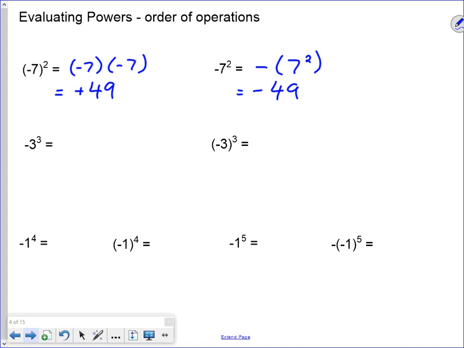The next one down here, negative 3 to the power of 3. Negative sign is out front. 3 to the power of 3 is in brackets. 3 times 3 times 3 is 27. So negative 27.